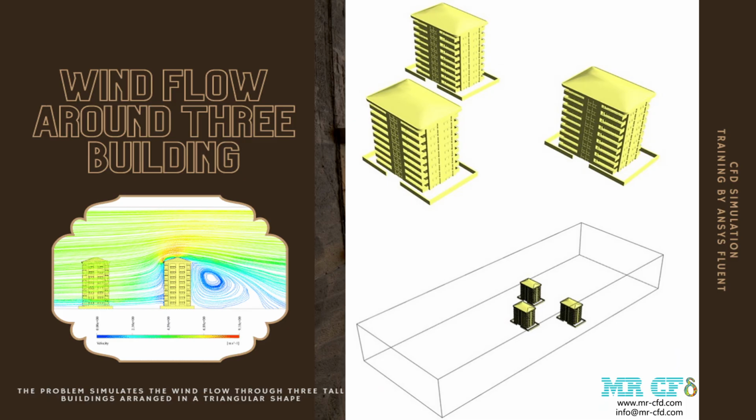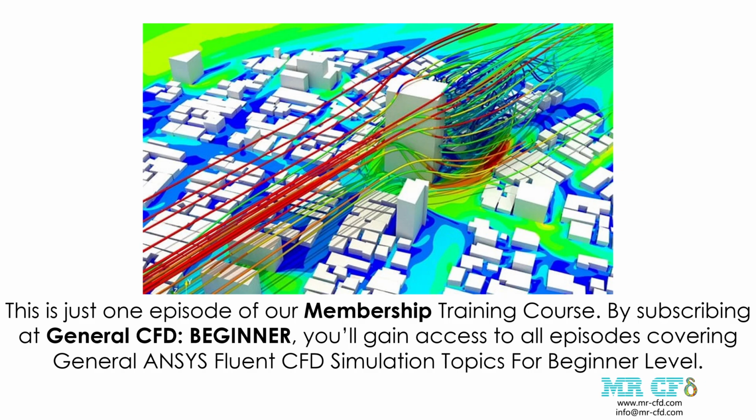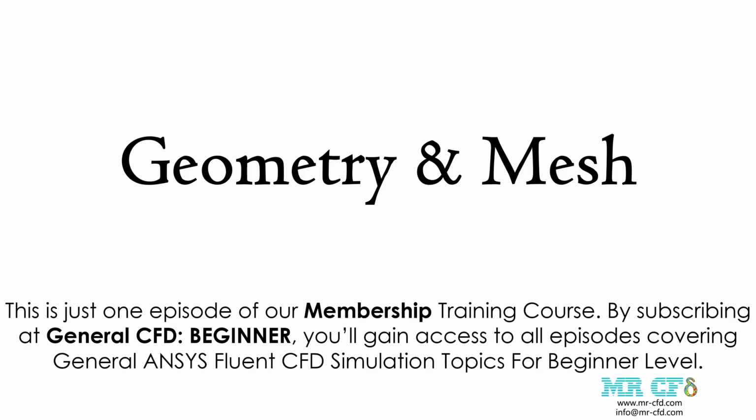The problem simulates the wind flow through three tall buildings arranged in a triangular shape. In fact, these buildings are considered as barriers. In the present case, the area around the three buildings is considered where the wind enters it horizontally at a velocity of 5 meters per second and collides with the buildings. The purpose of this project is to investigate the behavior of wind flow around buildings after dealing with them and to study the behavior of air in the space between the buildings.